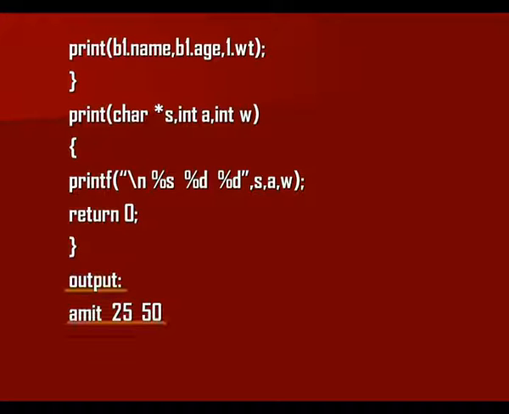So the ultimate output will be the values that have been initialized to the members of the array are passed to the print function and displayed inside this print function. So this is one way of passing the elements of a structure to a function. The next example we will see about how the address of a structure variable is passed to a function.